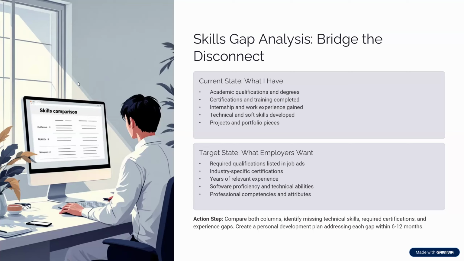What are my academic qualifications and degree? What certifications and training have I completed? What level of internship and work experience do I have now? What technical skills and soft skills do I have now? What projects have I executed already? That's what you have. You do this in a table, the skills you have, your current state.